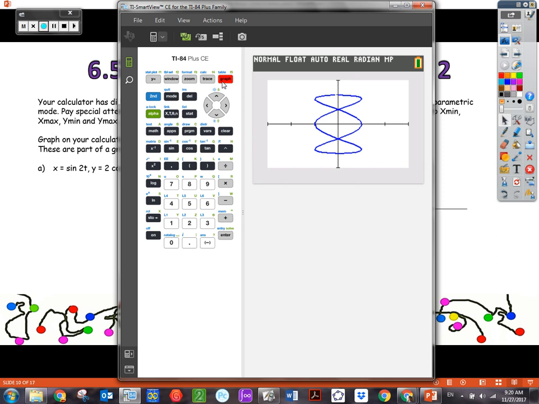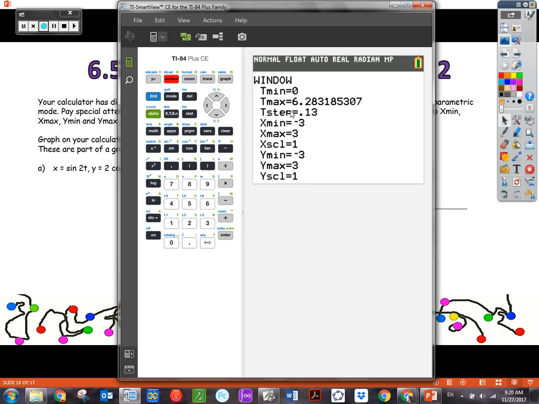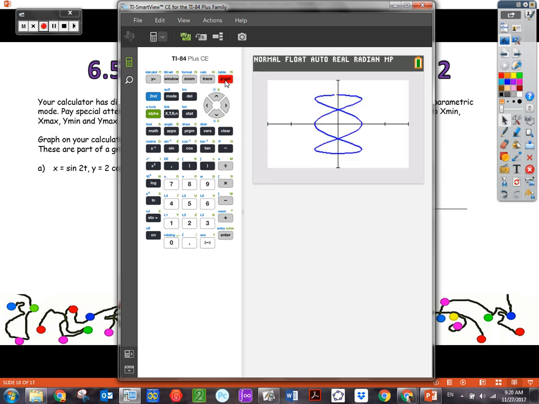If we want it to go slower, and we are going to want our next one to go slower, all we have to do is go into our window and change our t-step. What this t-step is doing is telling your calculator, what is the interval that you want me to plot a point or calculate a value? Every 0.13 I'm going to calculate a value. If I change that to smaller, my calculator has to calculate more values, right? So it's going to take it longer to graph. And so if you want the graph to move slower, you would just change your t-step.